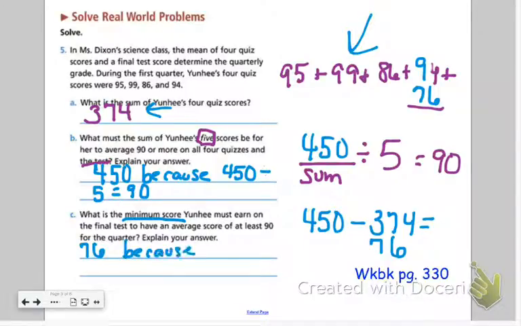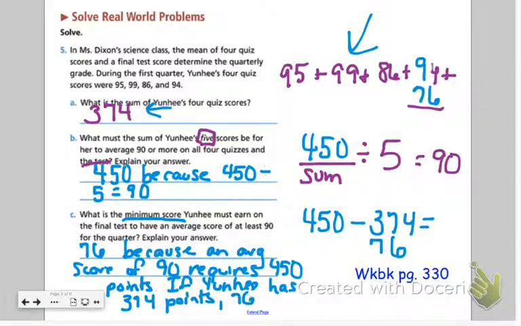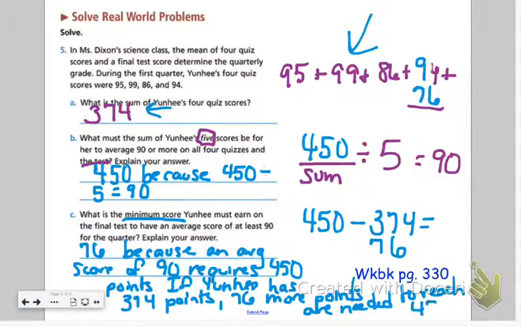because an average score of 90 requires 450 points. If Yunni has 374 points, 76 more points are needed to reach, running out of space here, 450.